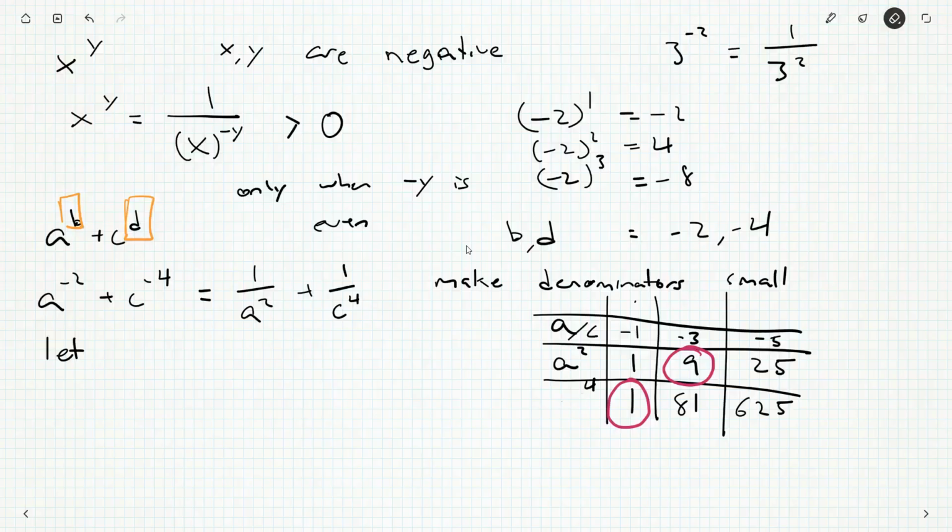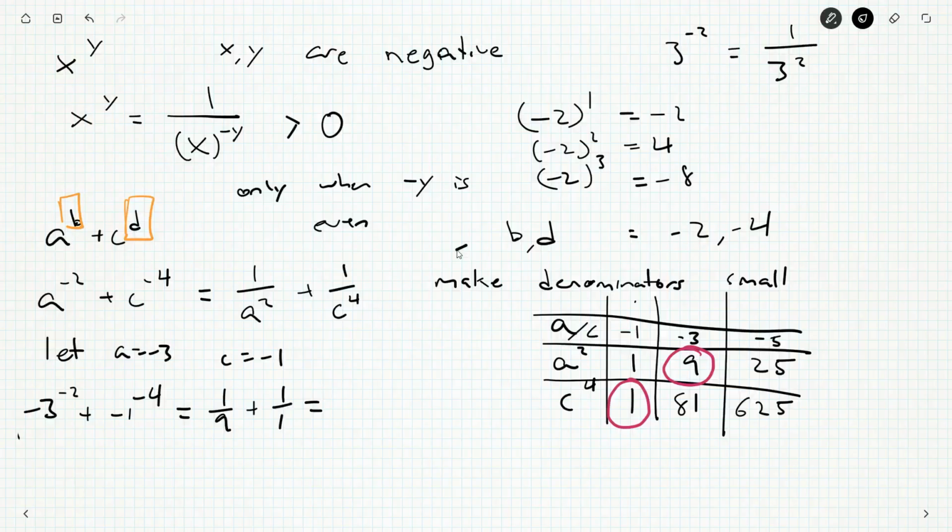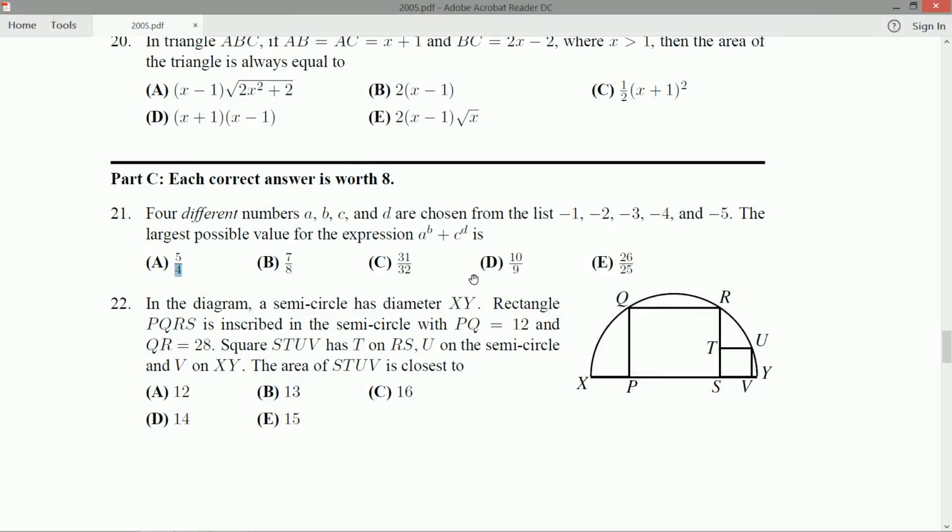Make it a little clearer that we're dealing with c to the 4 as well. So I'm going to let a be -3 and c be -1, because anything else for c gets way too out of control. So now, what do we have? We have -3 to the -2 plus -1 to the -4. And that's 1 over 9 plus 1 over 1. This is going to be 10 over 9. Is 10 over 9 one of the possibilities? Okay, it is.